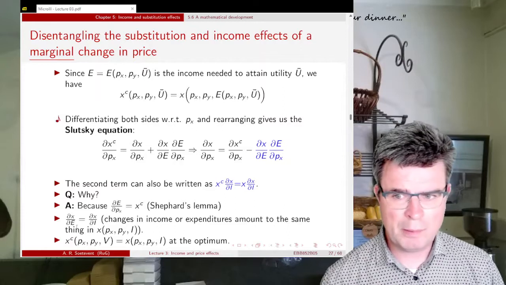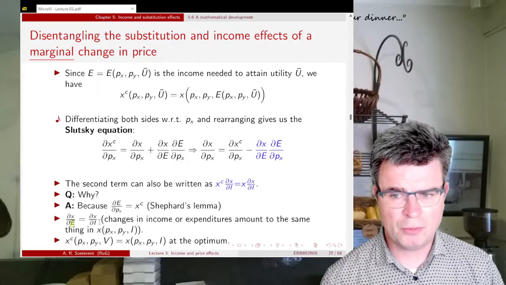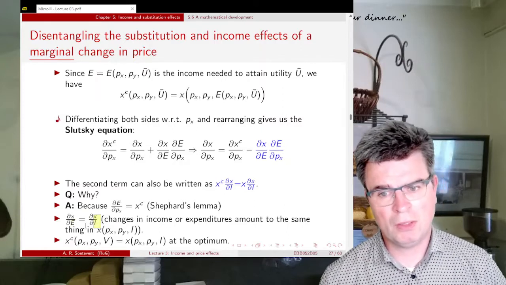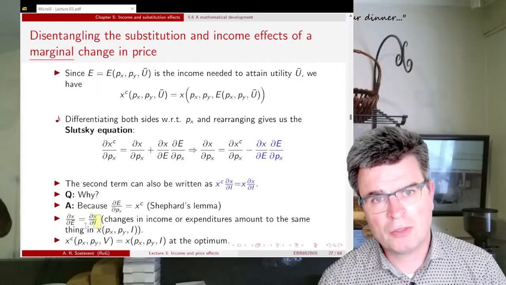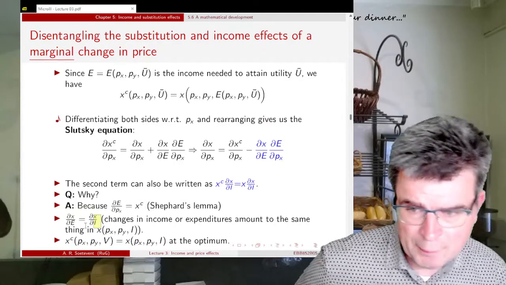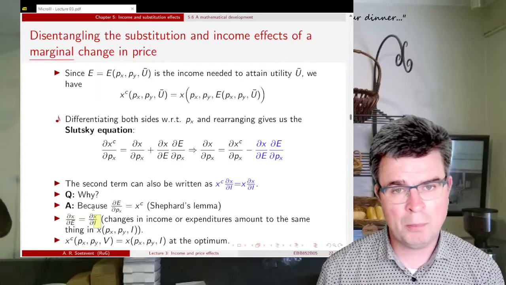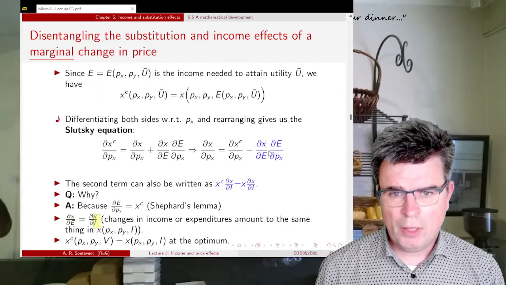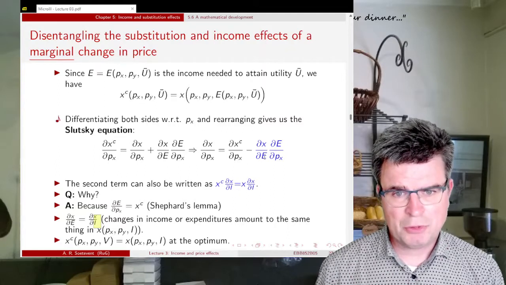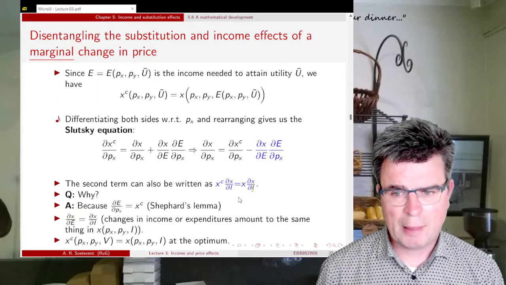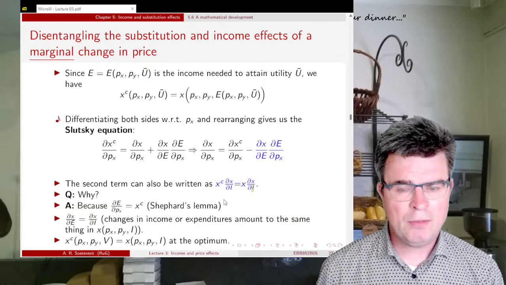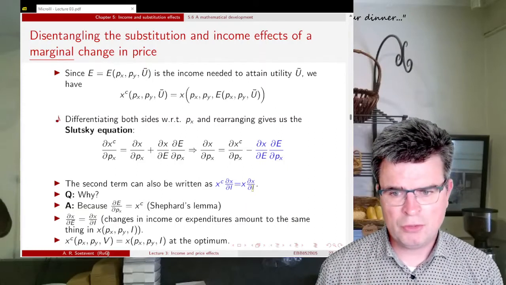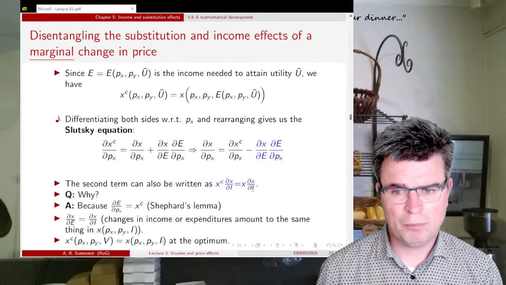Then we can replace the expenditure by income, because income and expenditures amount to the same thing in the uncompensated demand function. So that leads us to substitute the E for a capital I here. And finally, at the optimum, it needs to hold that the compensated demand and the uncompensated demand are equal.